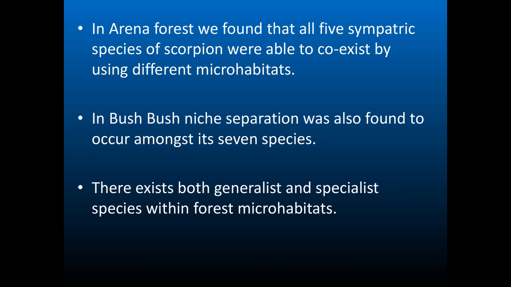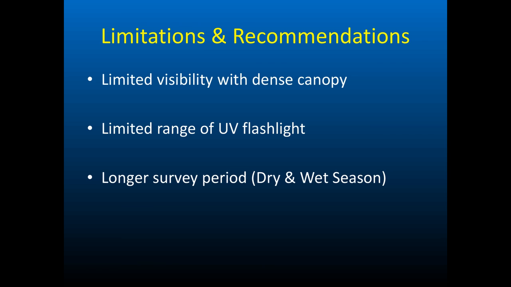So we just had some limitations: limited visibility with the dense canopy. I would have liked to go 40, 50 feet up in the air to see what's going on up there, but I had to eliminate that microhabitat from this study. There was also the limited range of the UV flashlight; I could only see so far. And I would have liked to do a longer survey period, both dry and wet season, so I could get a comparison to see if any climatic factors affect the distribution of species at any one point in time, spatially and temporally.